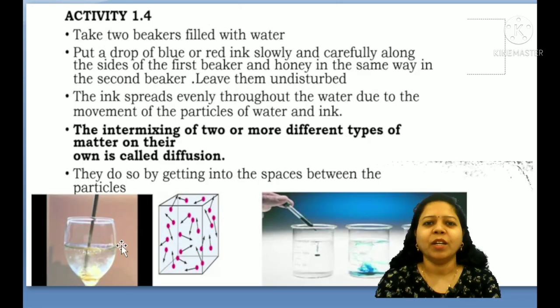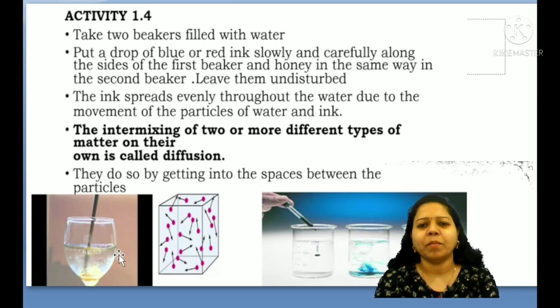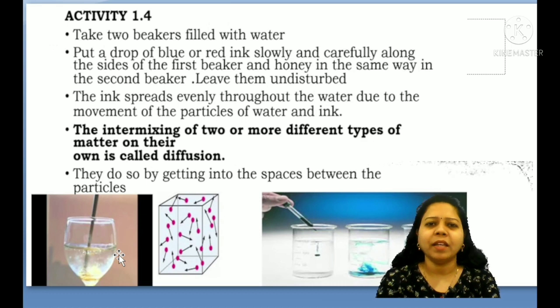Now what is given here? You take two beakers. In the first beaker you add ink from the side of that beaker, and in the second beaker you add honey, the same way as we added ink in the beaker, and leave them undisturbed. The ink spreads evenly throughout the water due to the movement of the particles of water and ink.